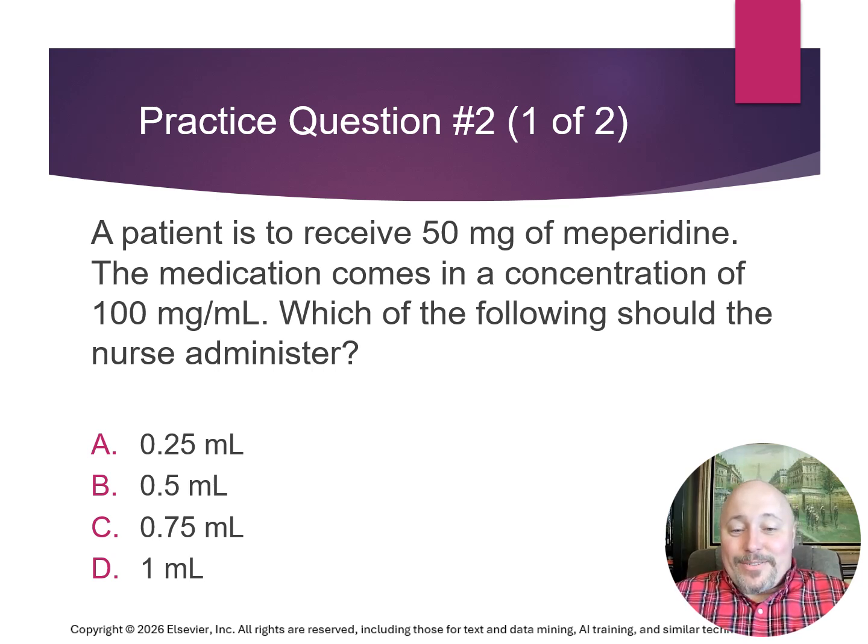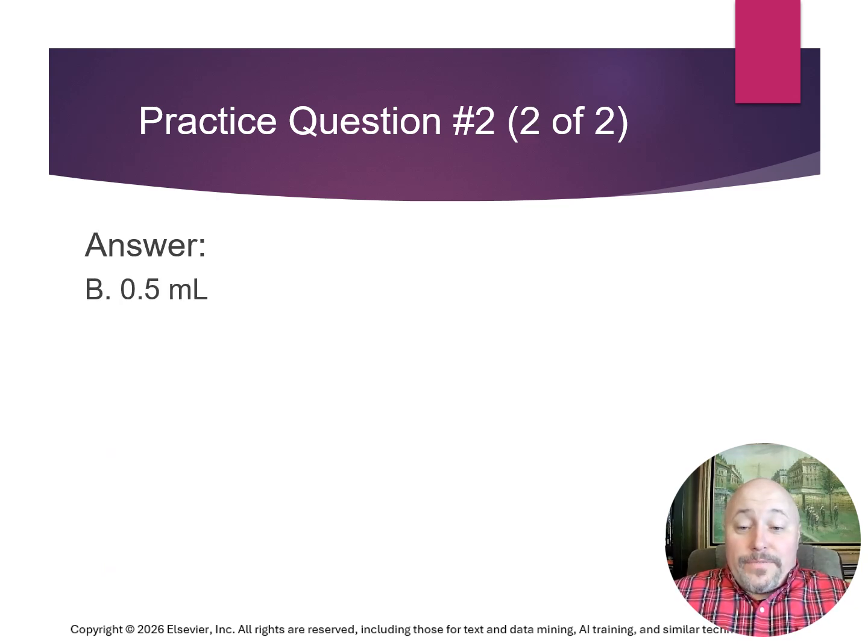So our desired dose is 50 milligrams. Our dose on hand is 100 milligrams. And we multiply that by the volume, which in this case is 1. 50 divided by 100 is 0.5.